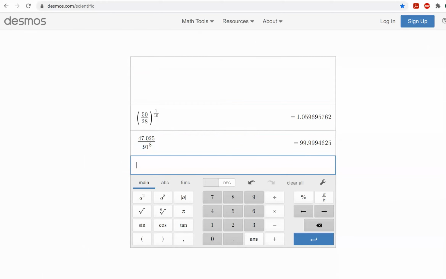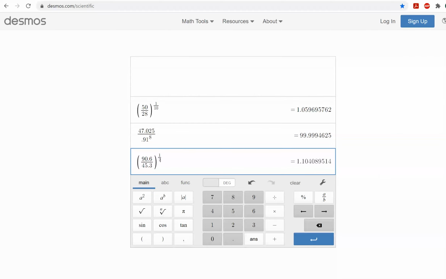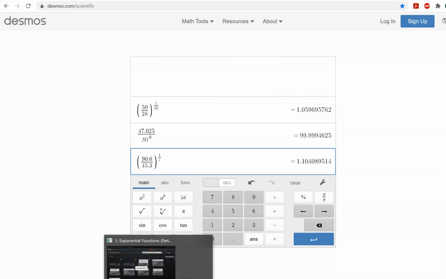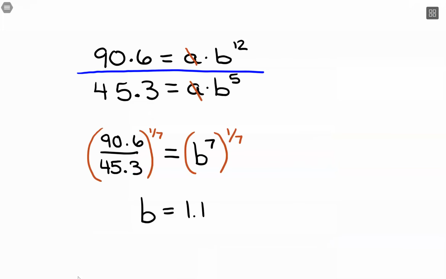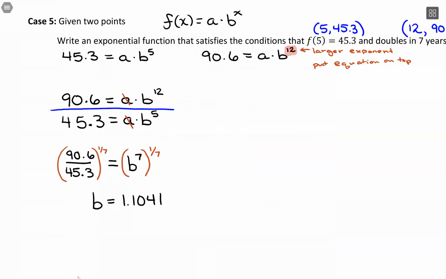So in parentheses, we will have 90.6 divided by 45.3. And as an exponent, 1 divided by 7. So we're getting a 1.104. And I'm going to cut that off at the 4th decimal place. So a 1.1041. Okay, then with that, we found B.